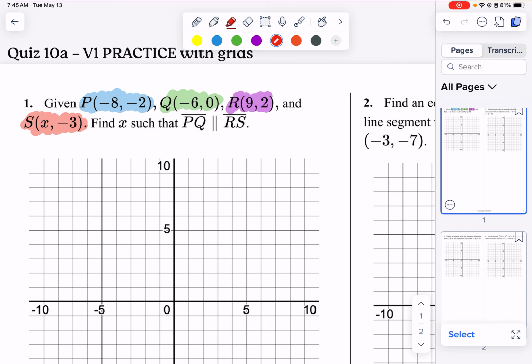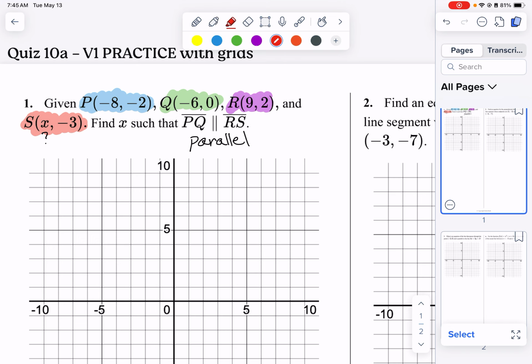And there's a few things that we notice. One, that one of the points that's going to go on the grid has a mystery value. So the x value we don't know for that point S. And two, the two segments created by pairs of these points are going to be parallel to each other.